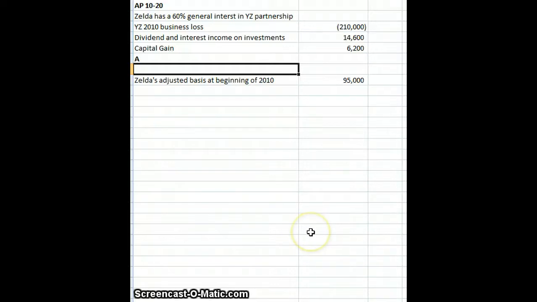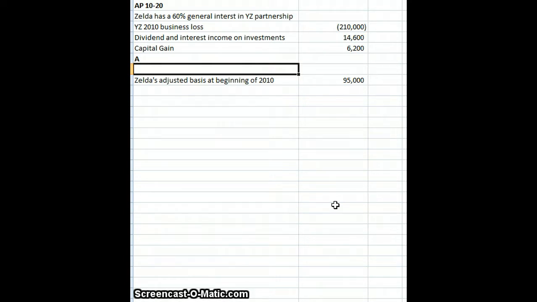Okay, we're going to look at example problem number 20 on page 299, and we're going to talk about partnership bases and how we can handle losses.